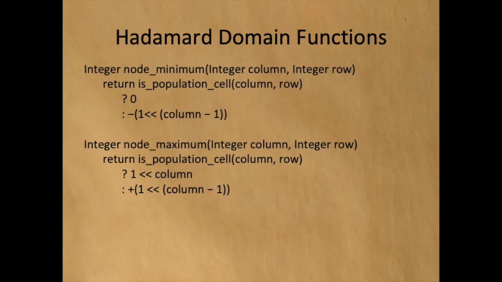These two functions compute the domain minimum and the domain maximum for a specific node. The minimum of the Hadamard domain of a given cell is either 0 or minus 2 to the column minus 1. The maximum of the Hadamard domain of a given node is 2 to the c or 2 to the c minus 1, where c is the column number.